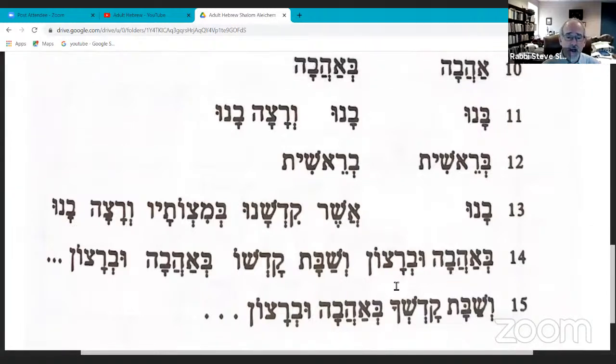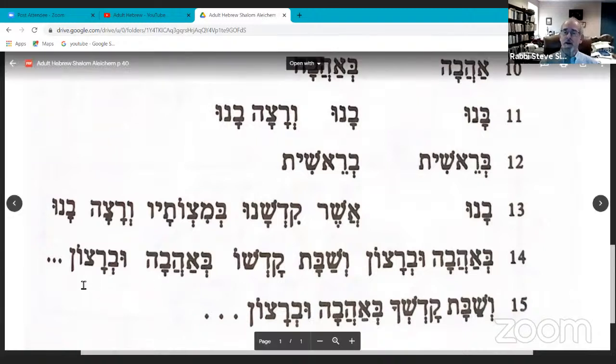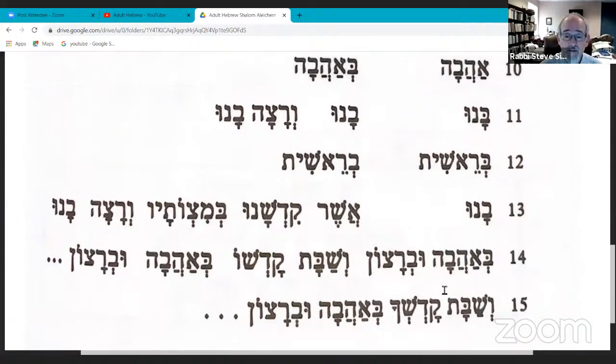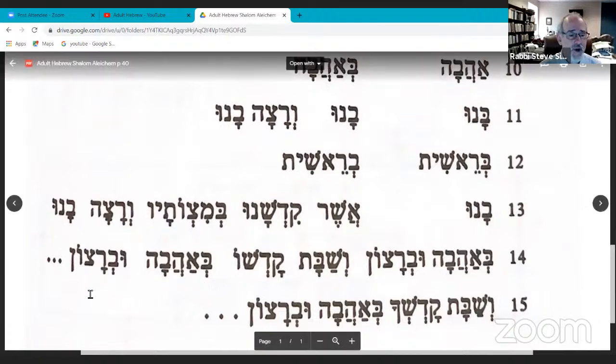Line 14. Be'ahava Uvratson Vishabat Kadsho Be'ahava Uvratson. That line 14 is part of a very important prayer, which we sing Friday night. It's called the Kiddush. People hold a glass of wine, sing or say the Kiddush, which is a prayer about the creation of the universe and holiness and time. And then people drink a sip of wine. Line 14. Be'ahava uvratson vishabat kadsho be'ahava uvratson.